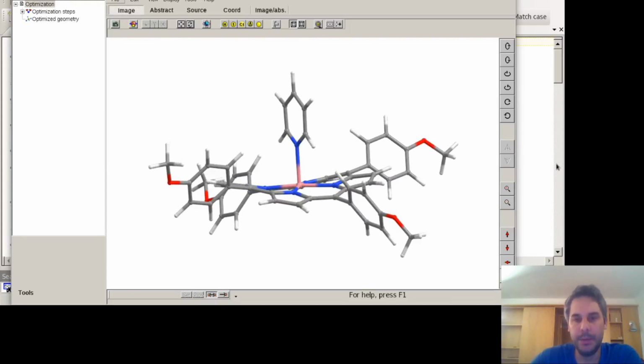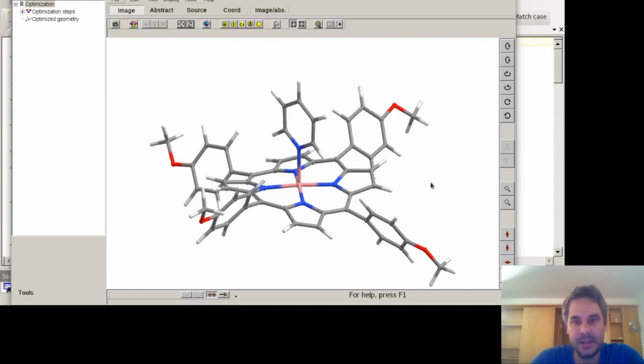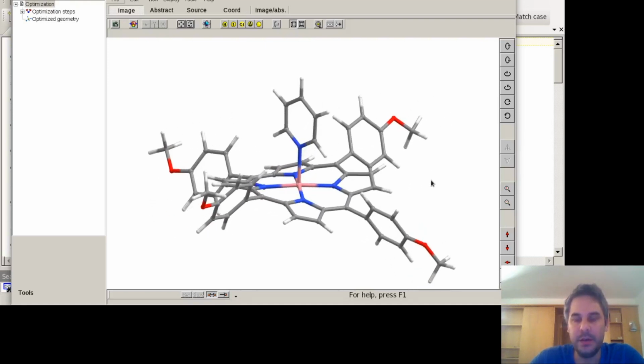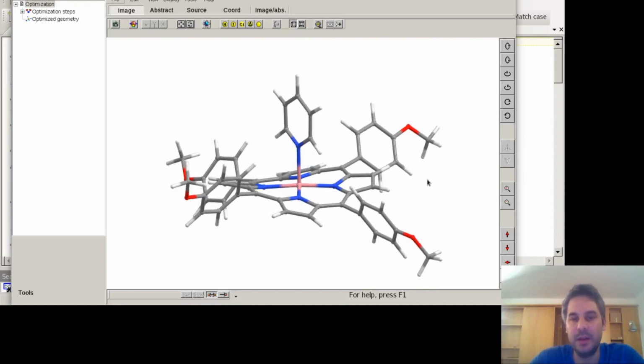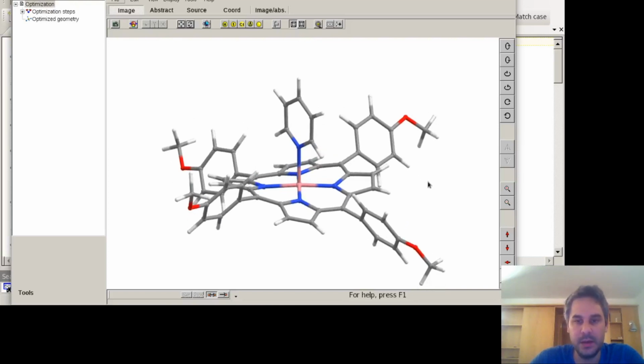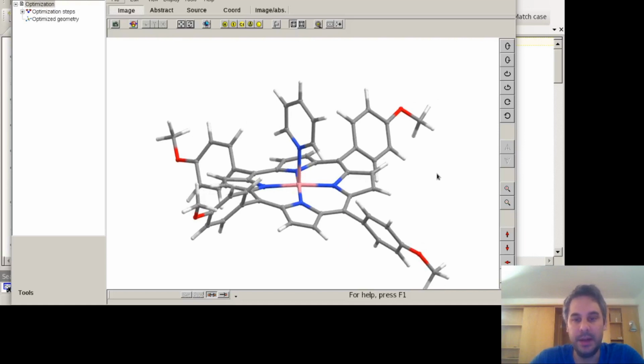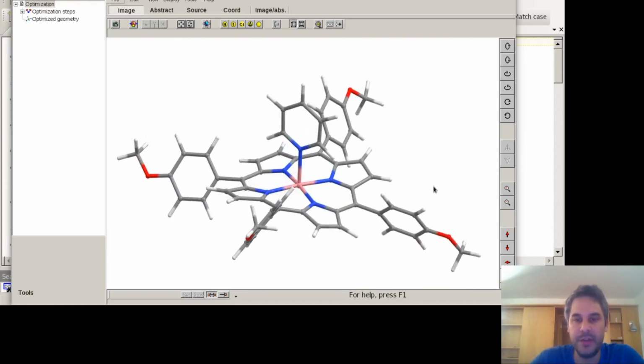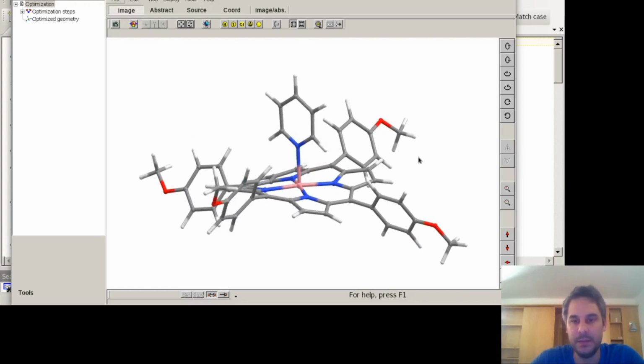Hi, welcome back everybody. Today I'm going to talk about how to do a CASSCF calculation on a cobalt porphyrin and how to find the correct active orbitals for a relatively large active space. So this is a cobalt porphyrin with an apical pyridine ligand.